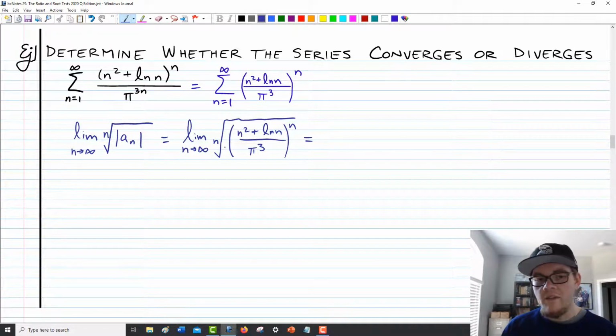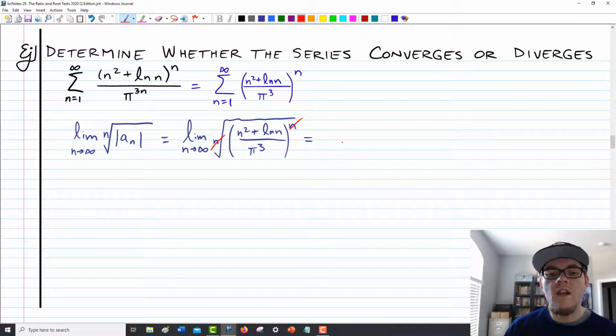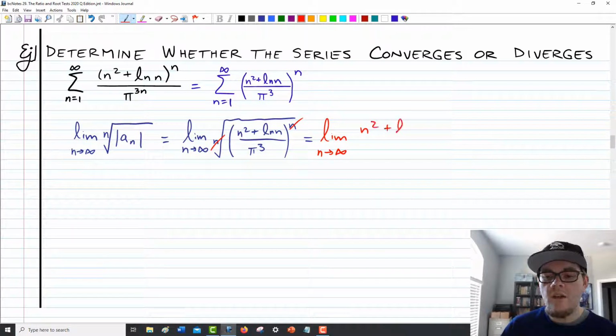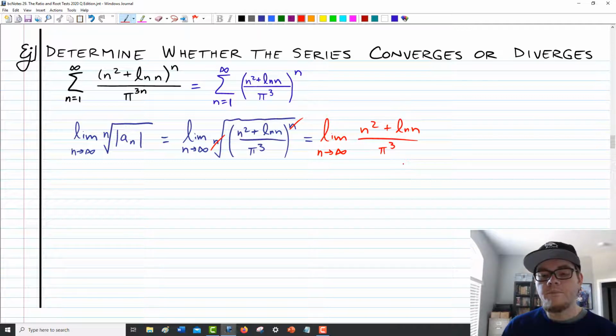Now, having done that, what you might notice is we're taking the nth root of something to the nth power. That means those two operations are inverses and they undo one another. And that leaves us the limit as n goes to infinity of just (n squared plus the natural log of n) divided by pi to the third.